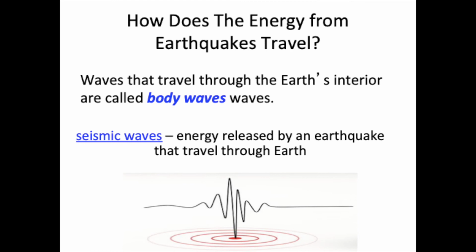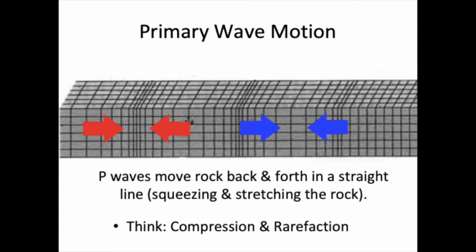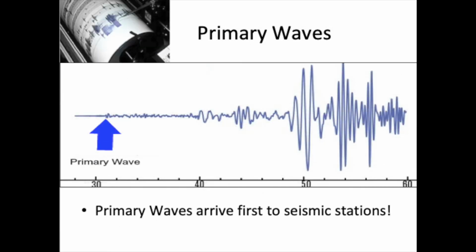Now we're going to start talking about the energy that is transmitted through an earthquake. This is known as seismic waves, energy released by an earthquake that travel through the earth. And there's two types of body waves. The first is a P wave. It's the fastest seismic wave. It always arrives first. I always remember that primary waves are P waves because it starts with P. Primary wave motions, it rocks back and forth in a straight line. It squeezes and stretches the rock.